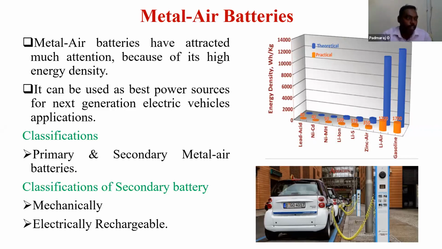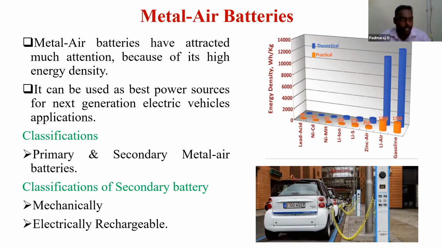Suppose after discharging, corrosion will be there, and electrolyte discharge products will be there, that is, the electrolyte gets decomposed. So what happens? I am reconstructing: I remove the used anode and the electrolyte from the cell and insert a new anode and electrolyte. That is mechanically rechargeable.